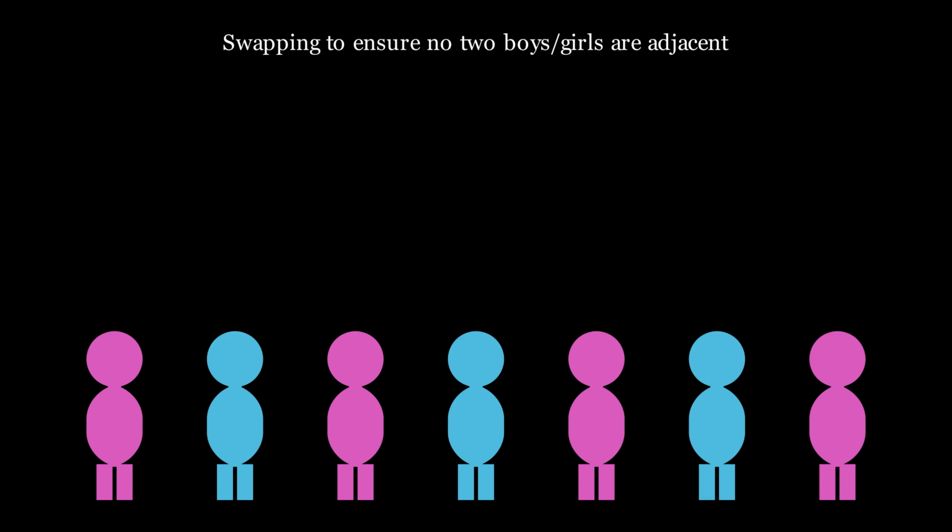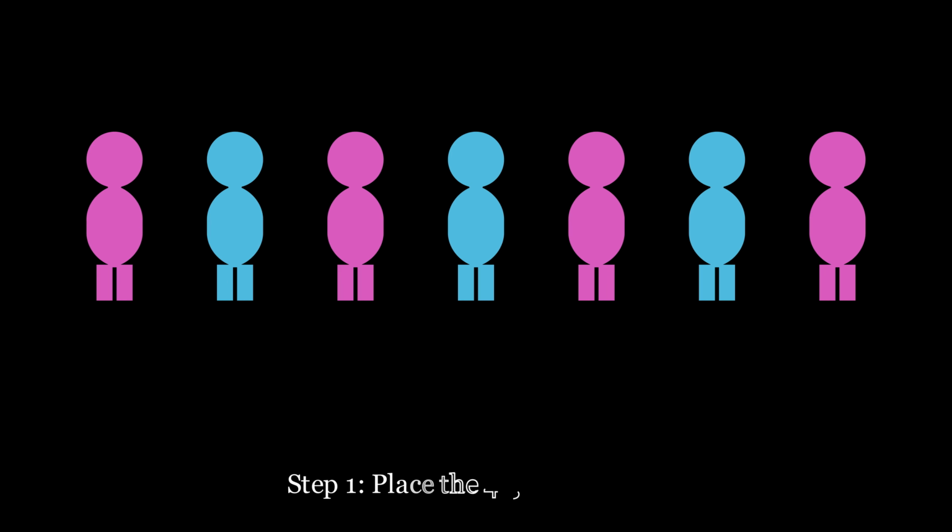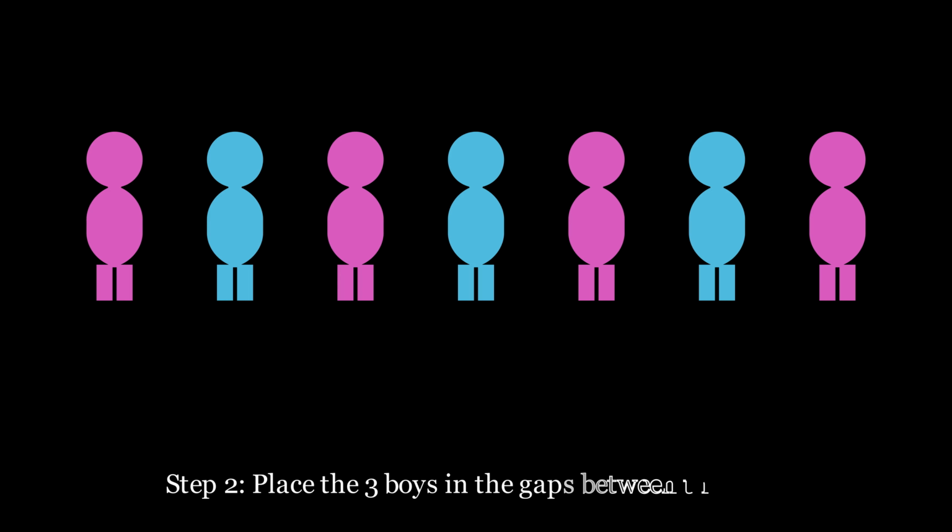In order to do this mathematically and find all possible combinations, we need to use logic here. Firstly, place all the 4 girls in a row, then place all the 3 boys in the gaps between the girls.